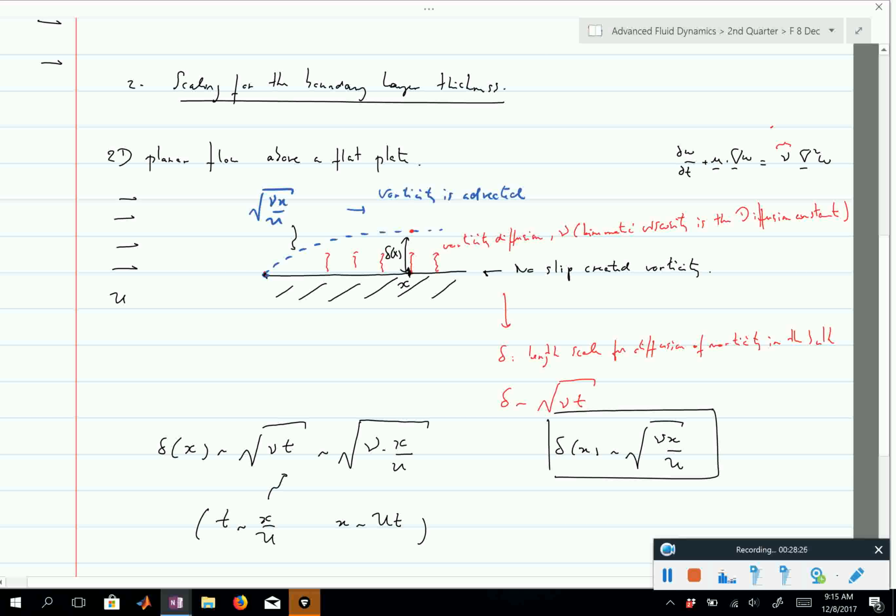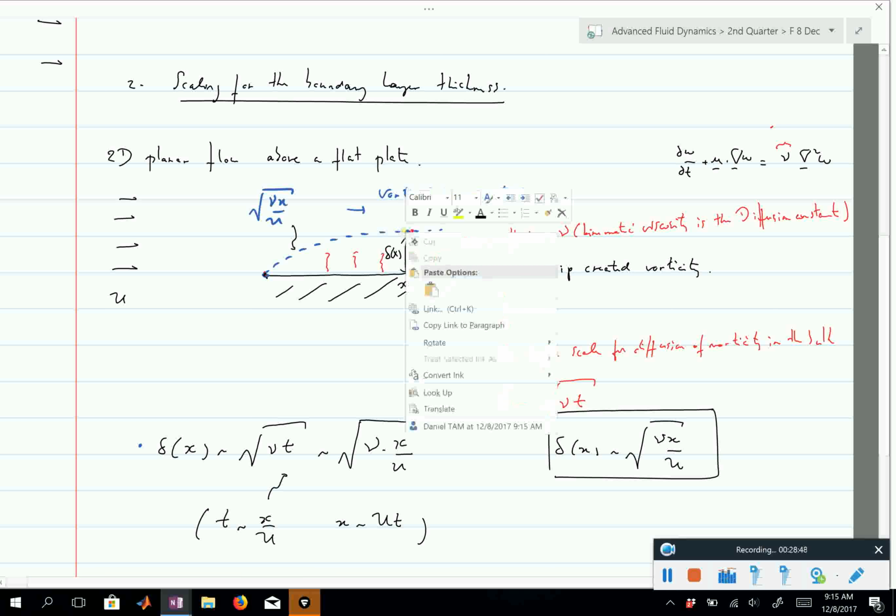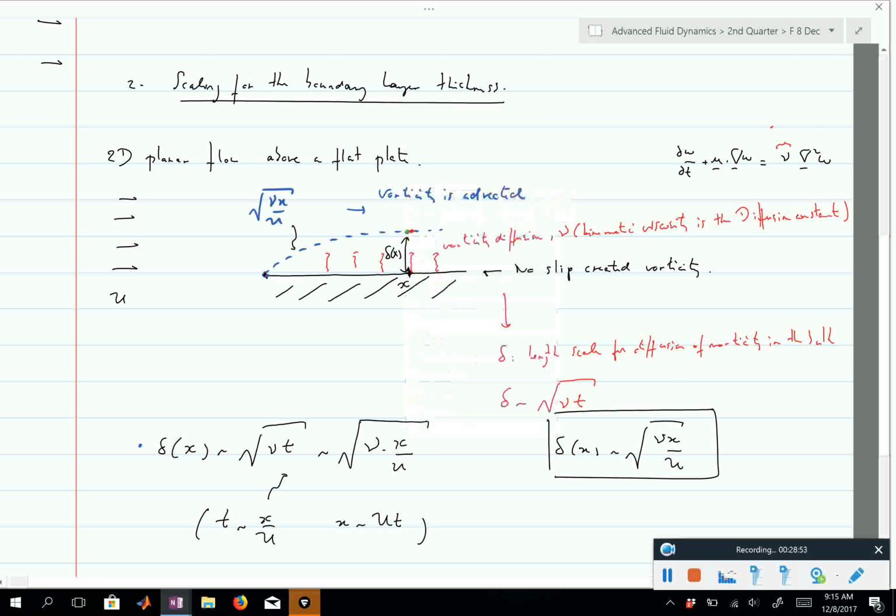So the thickness of the boundary layer grows with x. Right? This is what you get from there. Now, if that scaling argument is still mysterious to you, just really think about the transport. Think about what needs to happen for vorticity to reach this point. A simple way of thinking about this is that you have vorticity constantly diffusing from here.